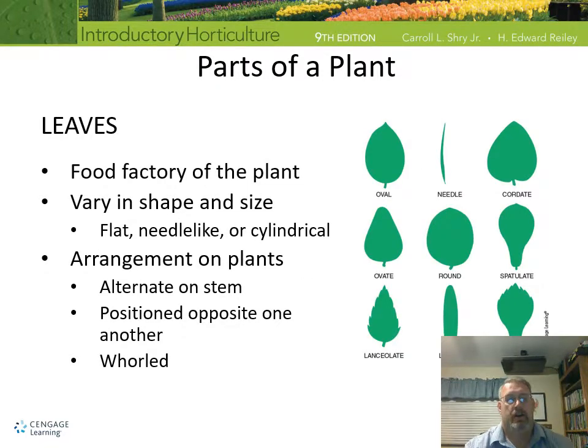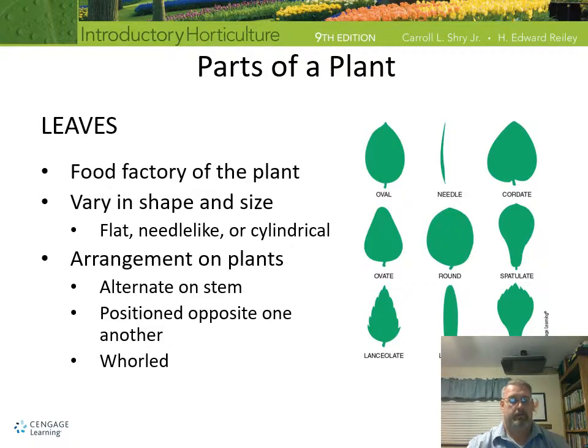The first part of the plant we're going to speak about is the leaves. This is where the food is produced. This is where the photosynthesis happens within the plant. There are varying shapes and sizes of leaves. There are flat leaves, and there are needle-like or cylindrical type leaves.